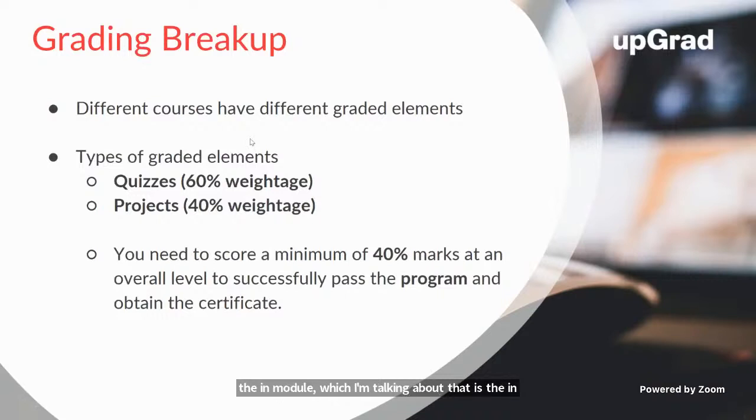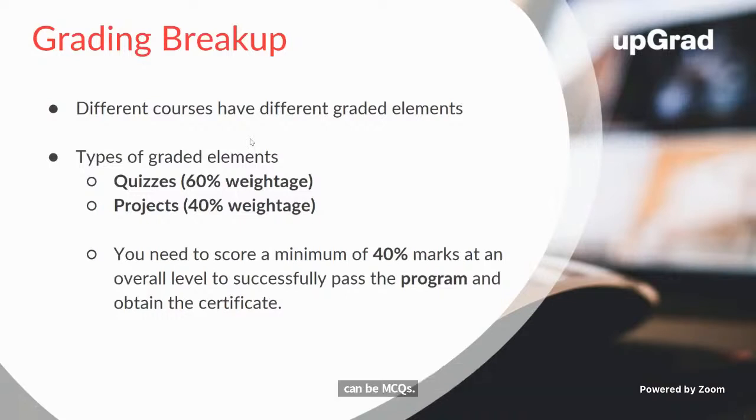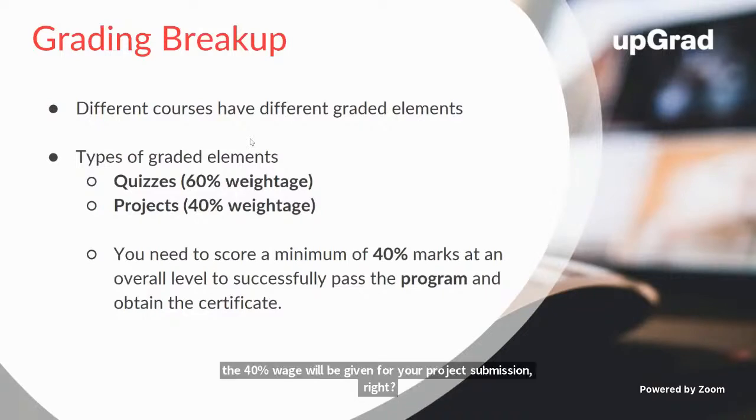Those are the graded questions. So that can be MCQs, that is multiple choice questions, and the second is the project. The weightage is such that 60% will be given to your in-platform, in-module content quizzes, and the 40% weightage will be given for your project submission, right? This is how it comes to 100%.